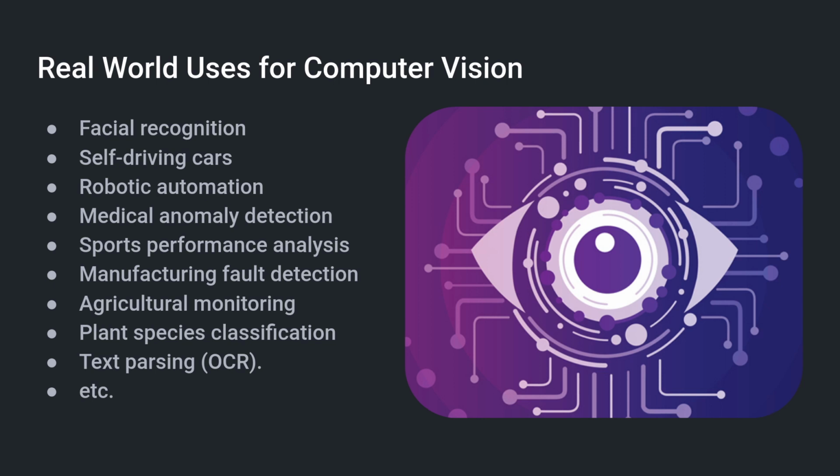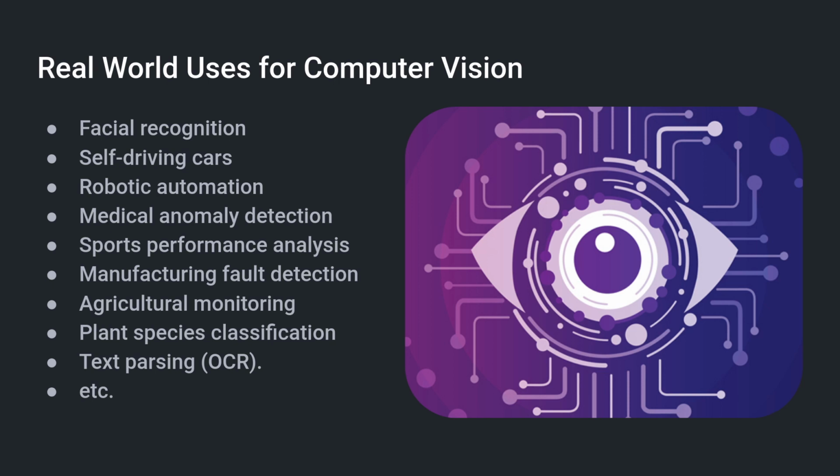Also, we have robotic automation, medical anomaly detection, sports performance analysis, manufacturing fault detection. So in a factory, if let's say a product has been damaged on its way through production, a computer can catch this damage and notify someone that it has happened, or it could automatically be put in a place for damaged products that will not be finishing production.